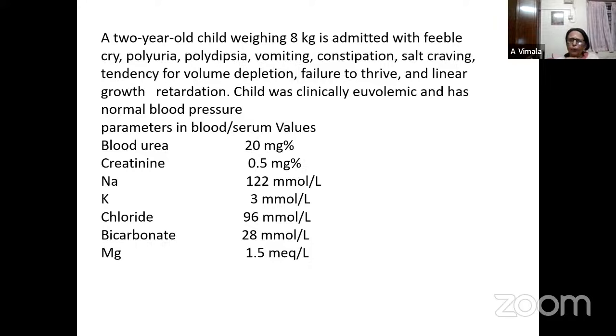The child was clinically euvolemic and has a normal blood pressure. So here is a child with, in summary, failure to thrive, euvolemic with a normal blood pressure. The investigations show urea of 20, creatinine of 0.5, sodium of 122, potassium of 3, chloride of 96, bicarbonate of 28, and magnesium of 1.5. So what are the abnormalities you see here?